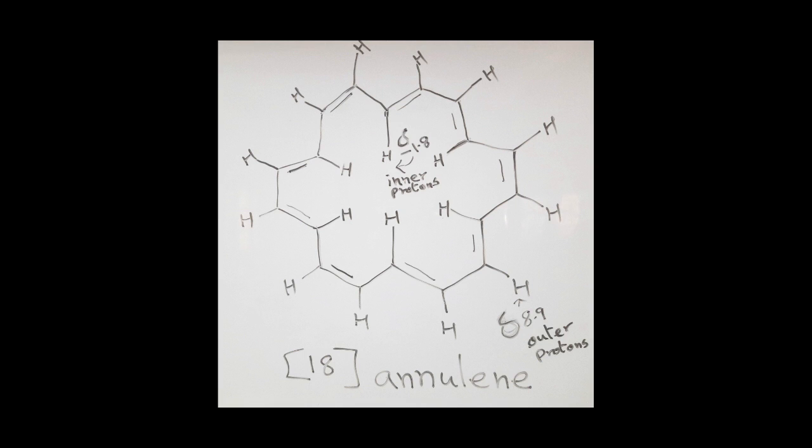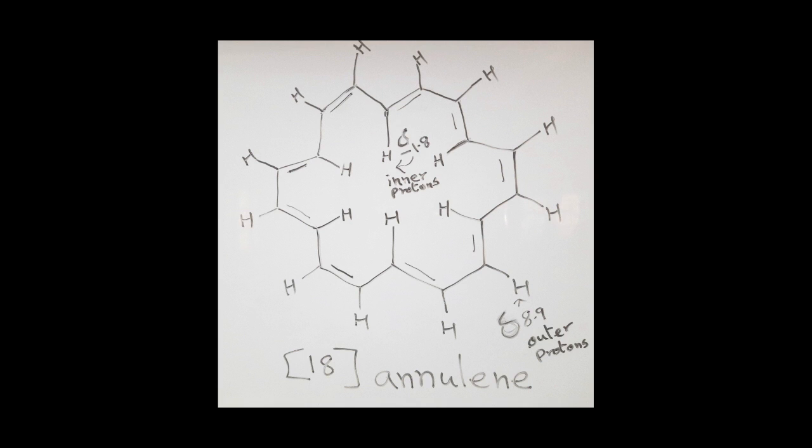So this itself is proof that the pi system circulating in [18]annulene produces anisotropic shielding and deshielding effects. The 18 protons of annulene lie in an area where shielding and deshielding effects are produced by the circulation of pi electrons. Out of the 18 protons, the 6 inner protons lie in an area where there is a greater shielding effect offered by the circulation of pi electrons with respect to the applied external magnetic field B0. So the chemical shift value is lower than tetramethylsilane itself.